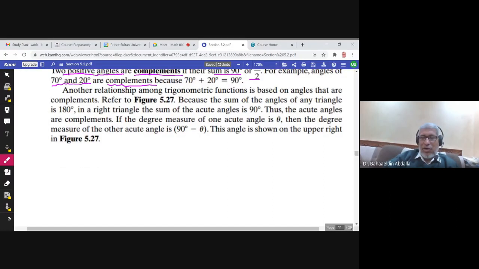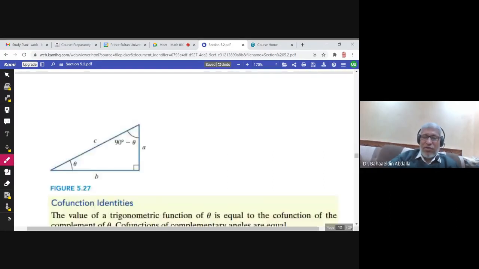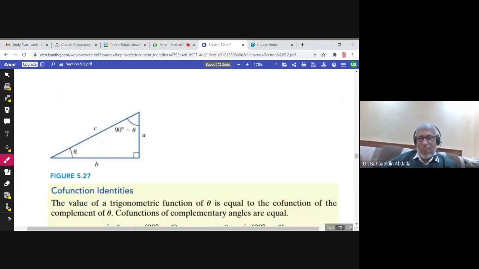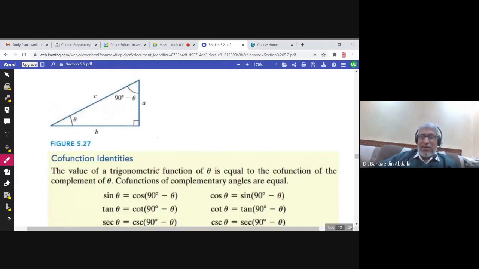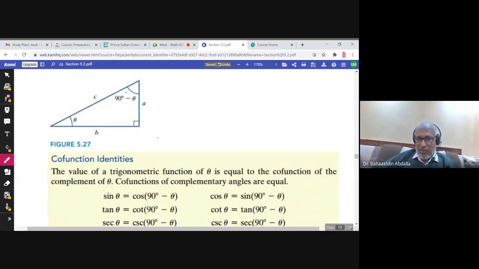Okay, now if we consider this triangle, if this angle is theta, the acute angle, and this is a right triangle, this is 90. So if this is theta, the sum of these two angles should be also 90, because in a right triangle, this is 90 and the sum of these two is 90. So this angle would be 90 minus theta, or pi over 2 minus theta, if we deal in radian. Okay, let us now find the 6 trigonometric functions of this angle, 90 minus theta.